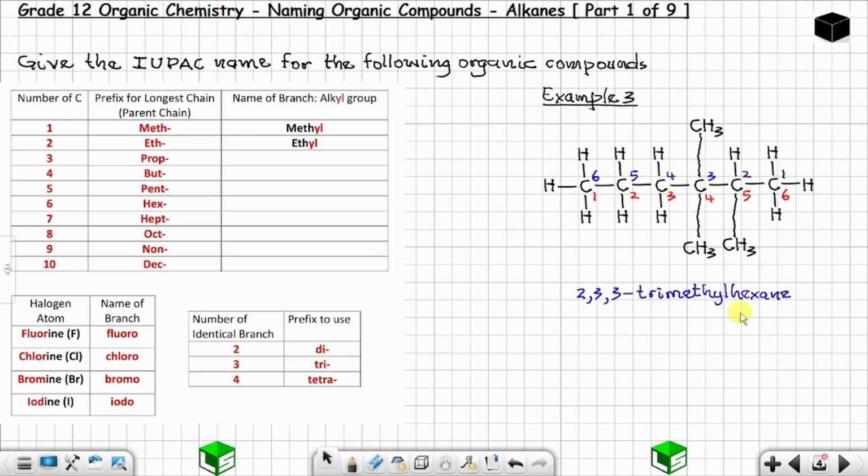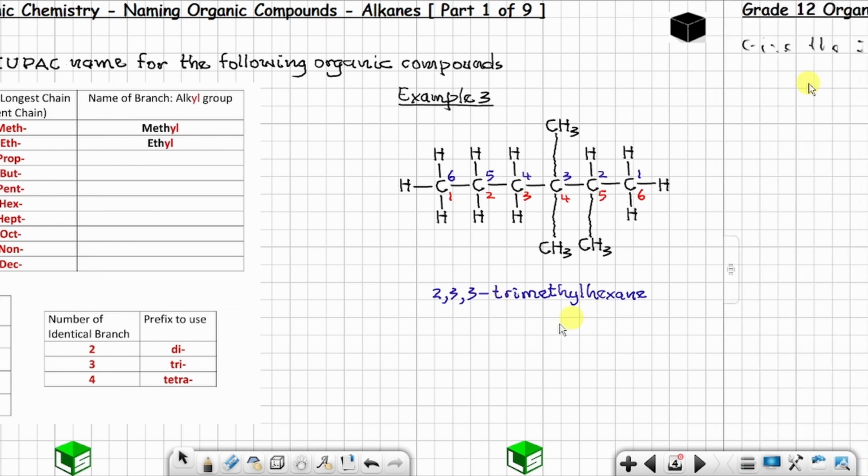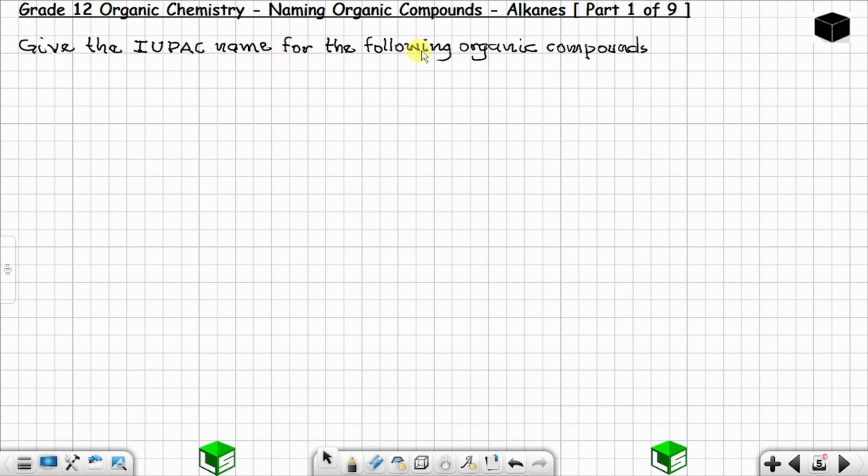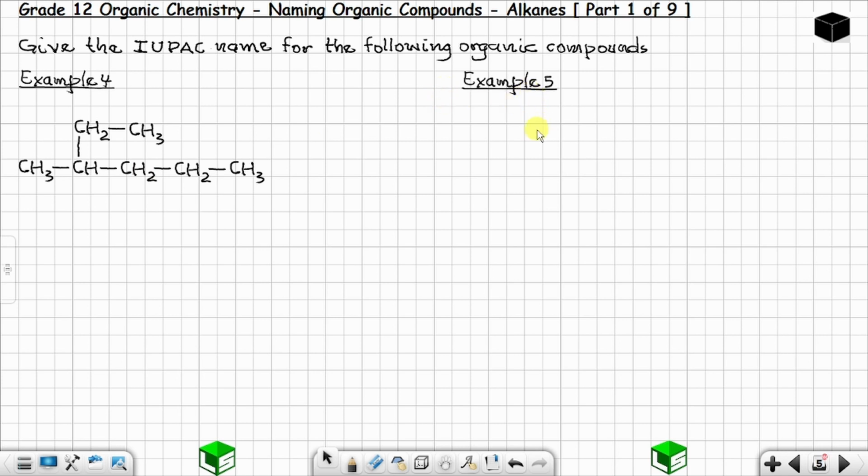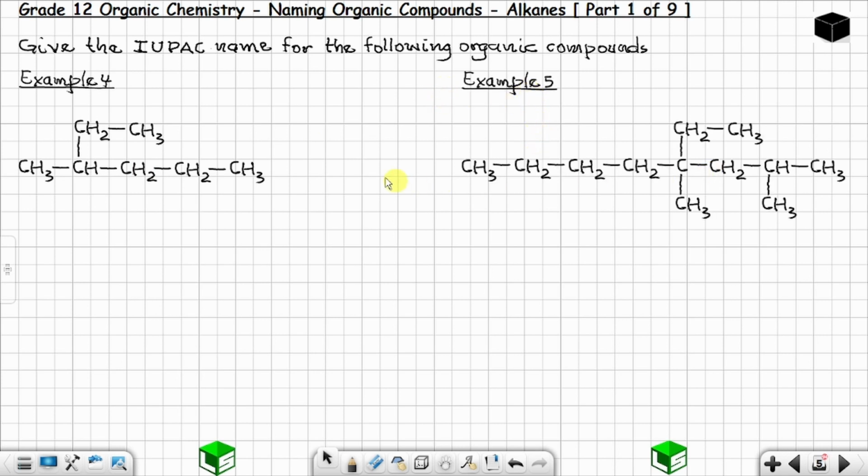Okay, let's see the last 2 examples. Give the IUPAC name for the following organic compounds. So you have example number 4, you have this compound, and you have example number 5, you have this compound. You can see these compounds are given in condensed structural formula.